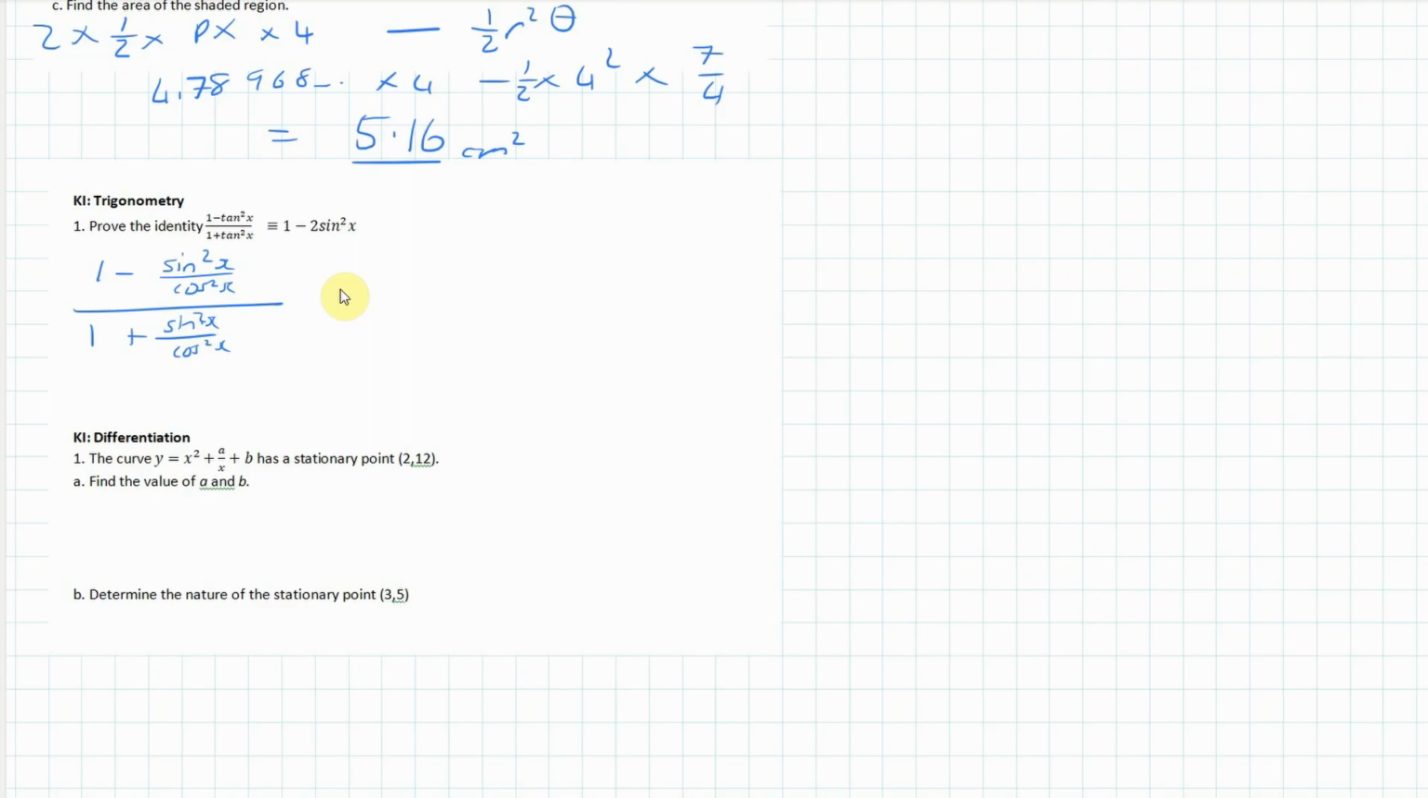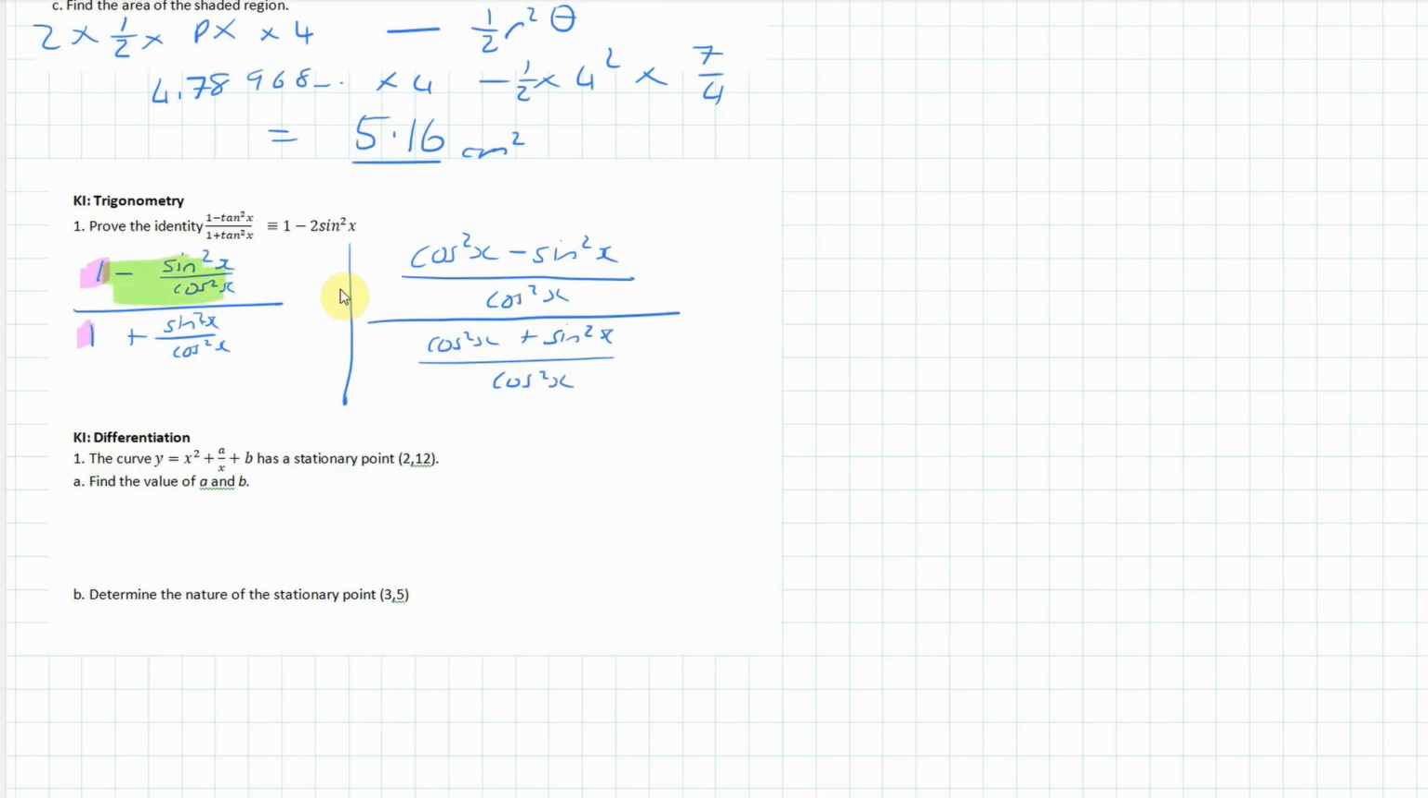Now at this point, I haven't really left myself much room. I'm going to make this one here and this one here have cosine squared x as a denominator. So I'll rewrite that as cosine squared x minus sine squared x over cosine squared x, divided by cosine squared x plus sine squared x over cosine squared x. So this bit here is this bit here, and this bit here is that bit there.